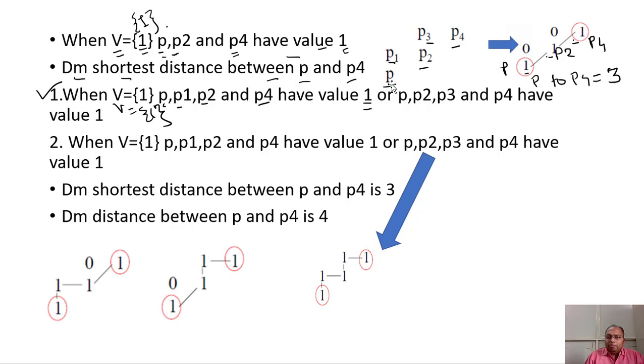Okay, p is 1, p1 is 1, p2 is 1 and p4 is also 1. So let us say p is 1 over here, then p1 is over here, right? P1 is also 1, then p2 is over here, p2 is also having value 1, then p3 is over here and lastly p4 is over here. So this is having 0, right? So we need to traverse the pixels having value only 1.